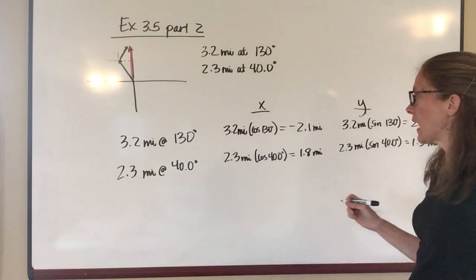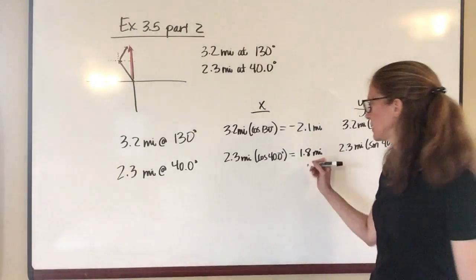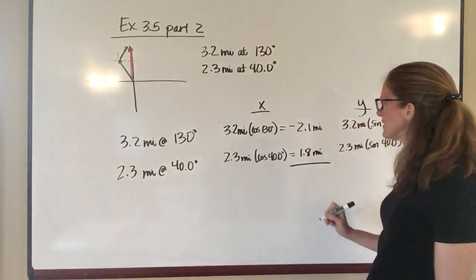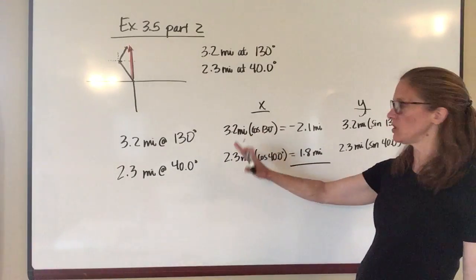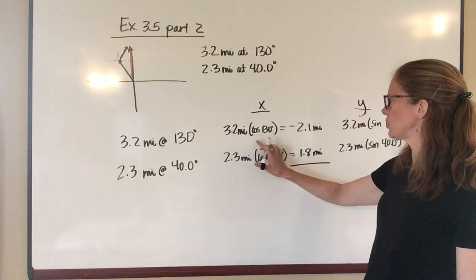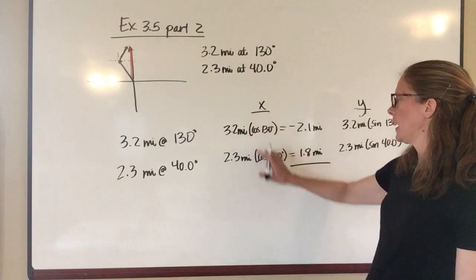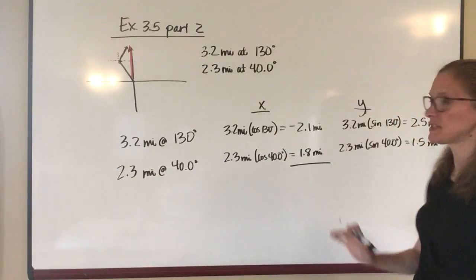Now, what we have to do is add the x components together and the y components together. So when we talk about significant figures here, this one is going to have two significant figures, and this one will have two significant figures also, because I don't have any more in any of these spots. So all these have two.